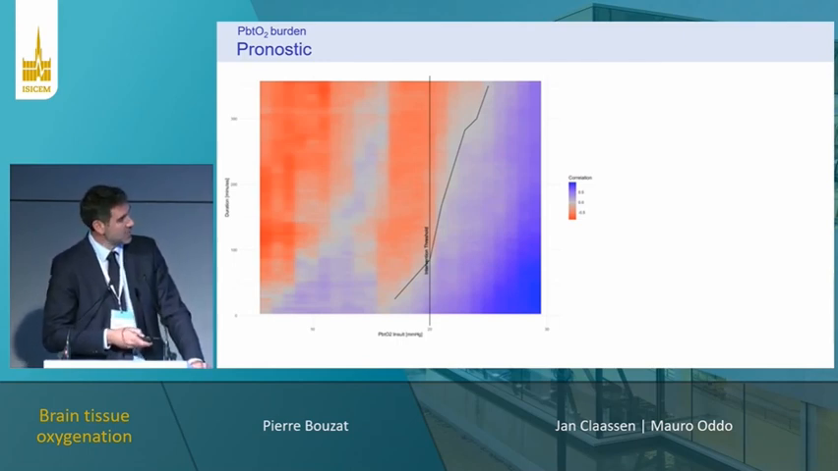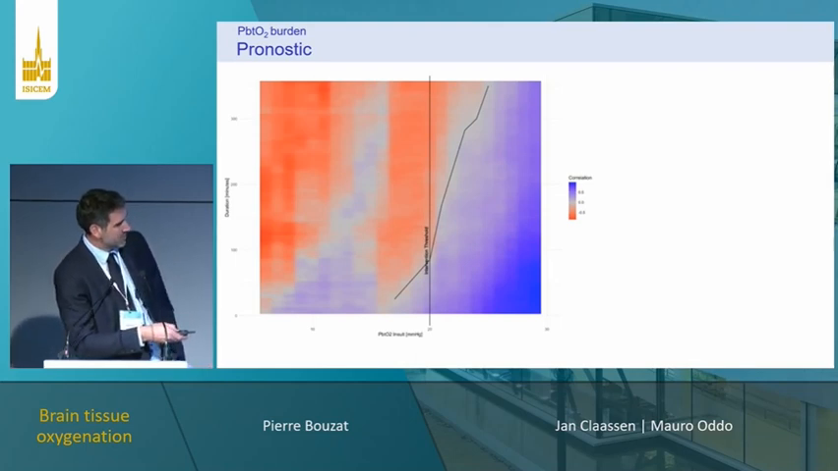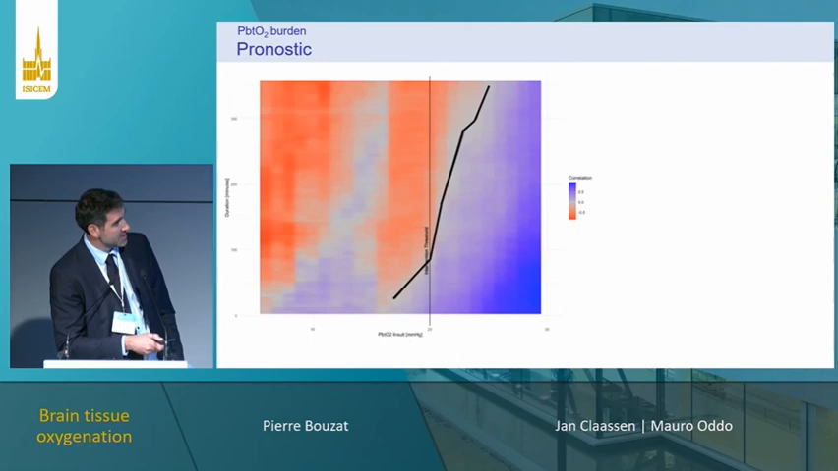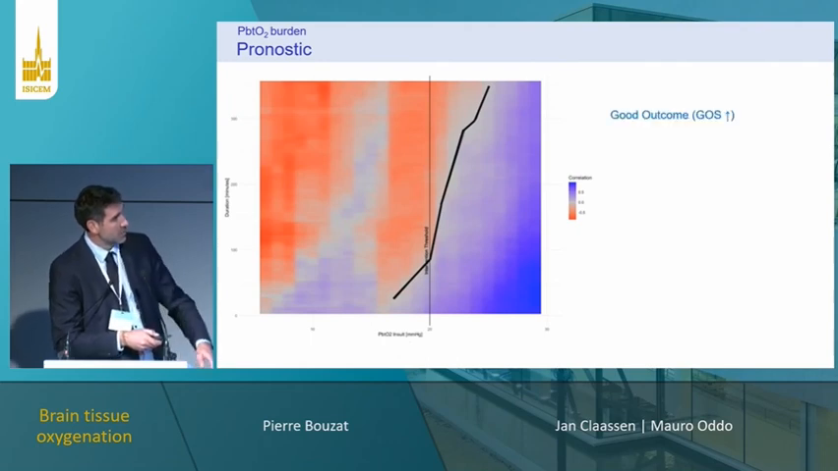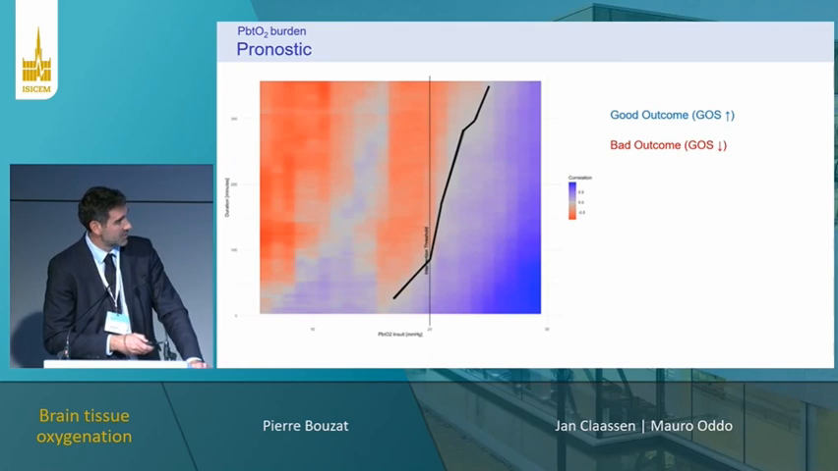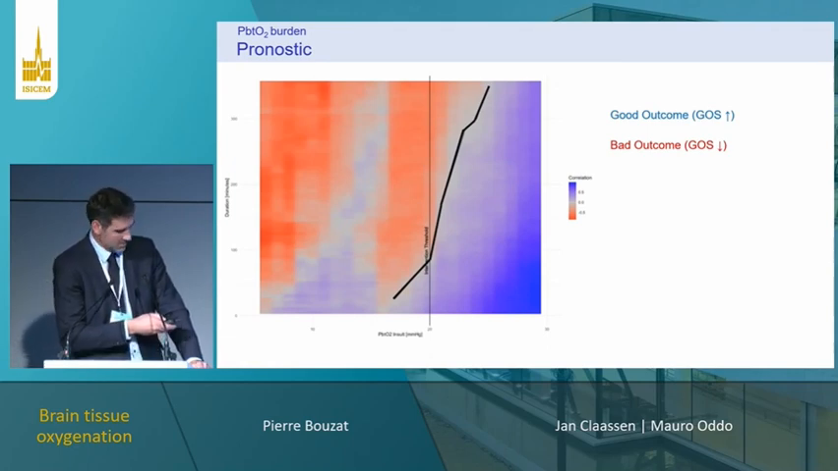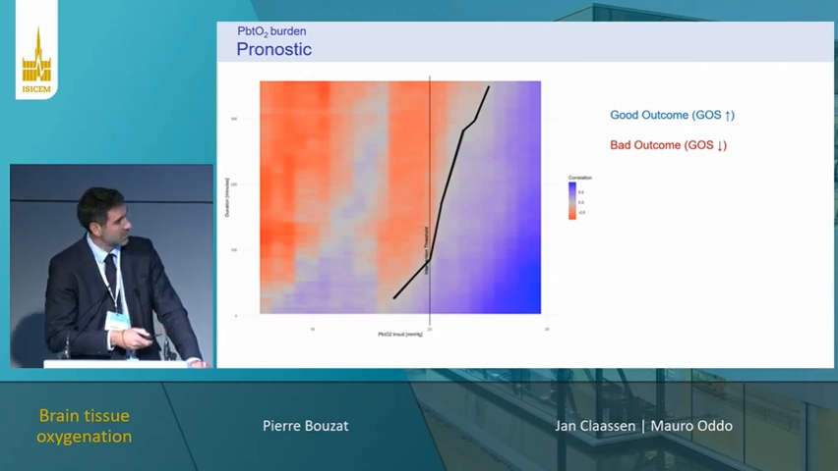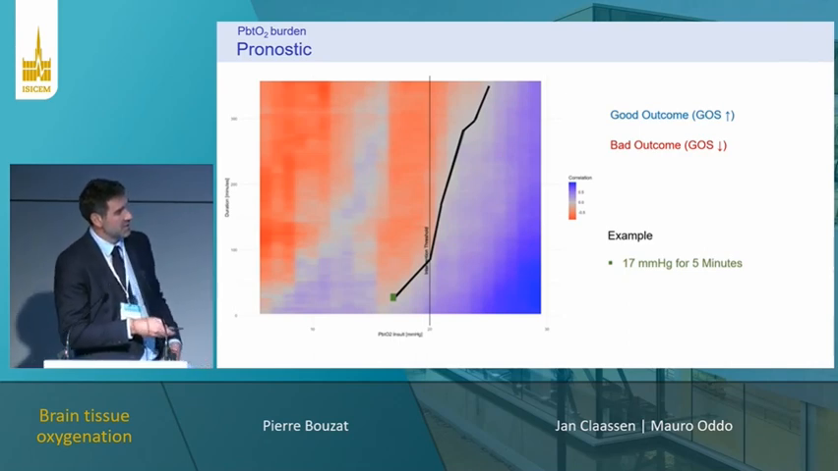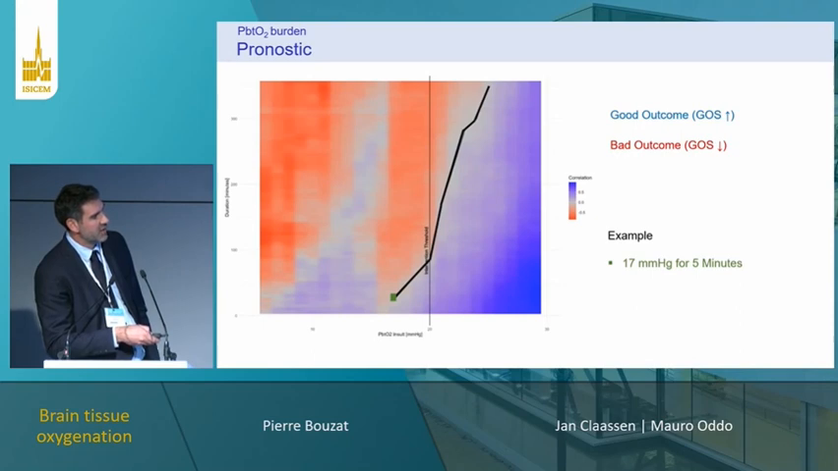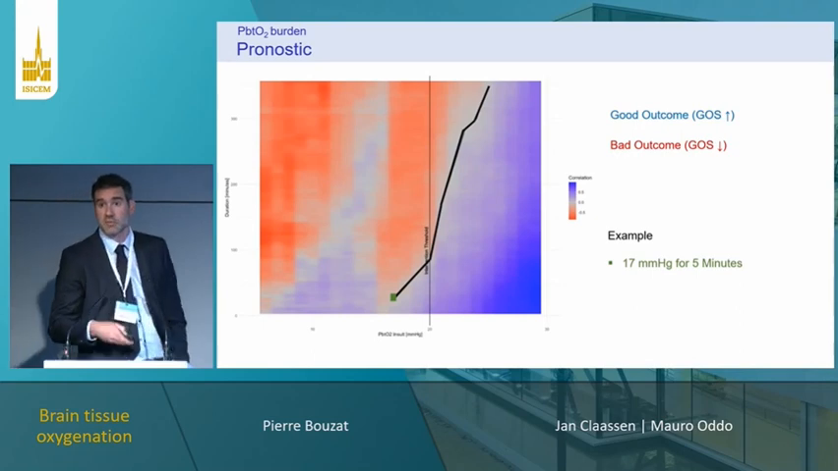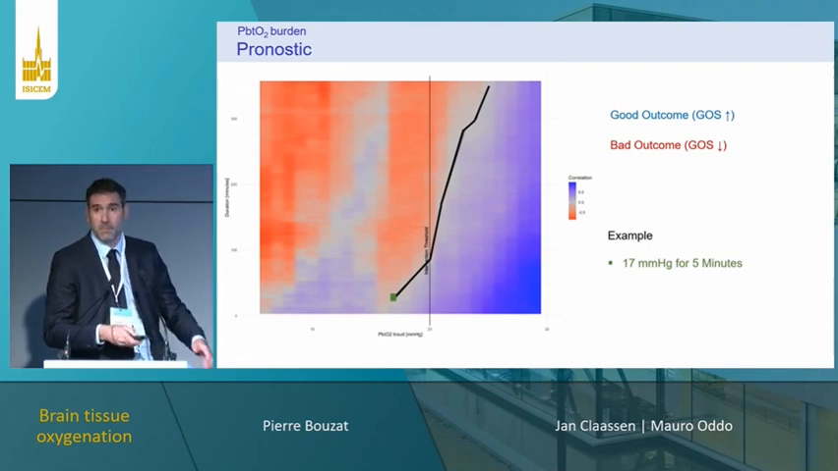You can see on the x-axis the PbtO2 value and the duration on the y-axis. The blue is patients with good outcome, and red are patients with bad outcome. And you can draw a line that differentiates patients with good from bad outcome. So if you look at the different thresholds, you can see that having a PbtO2 of 17 for 5 minutes gives an odds ratio of having a bad outcome.